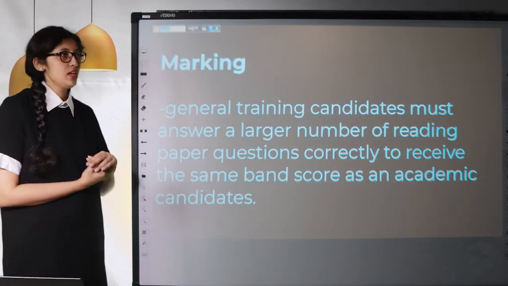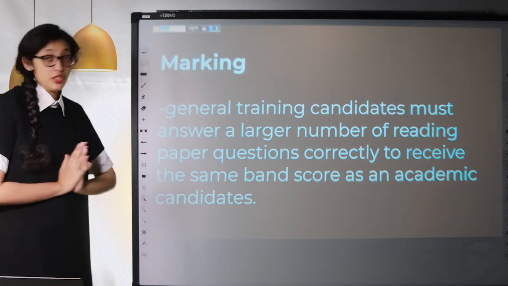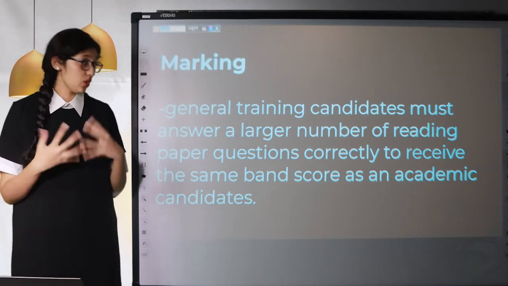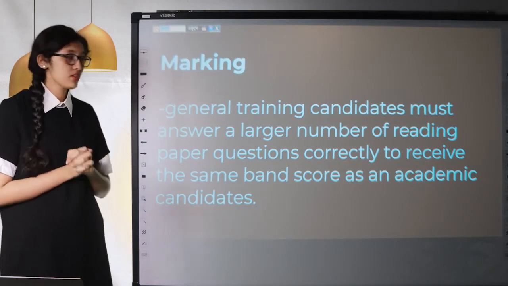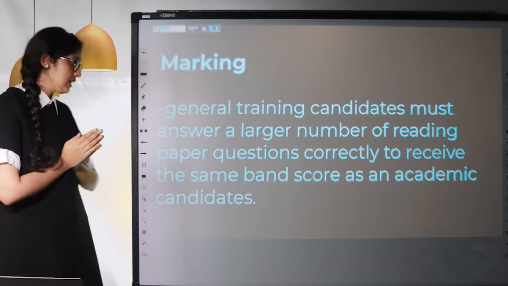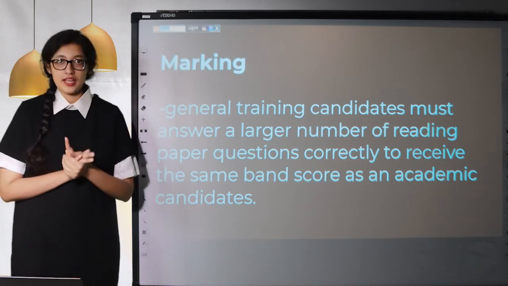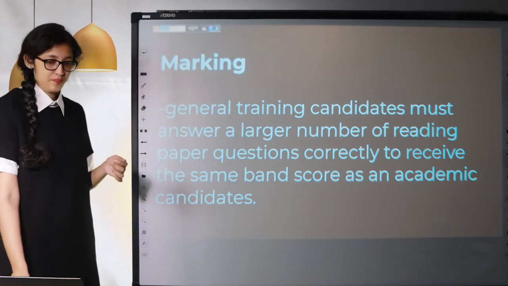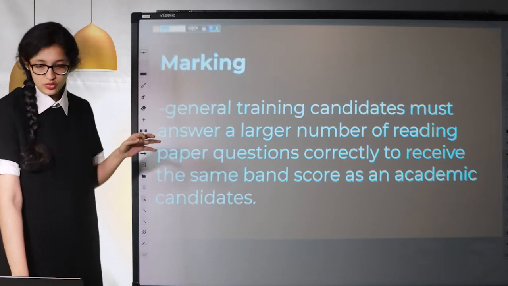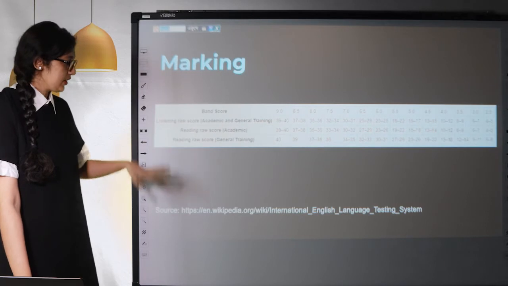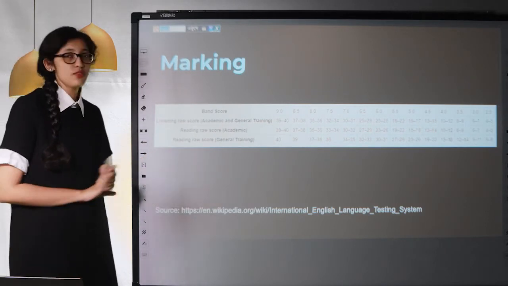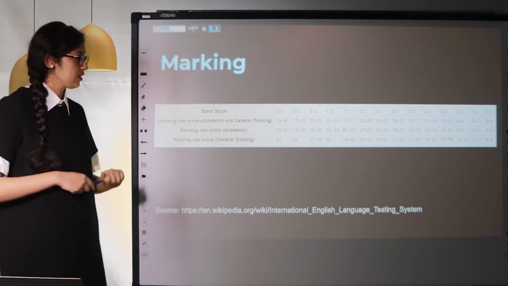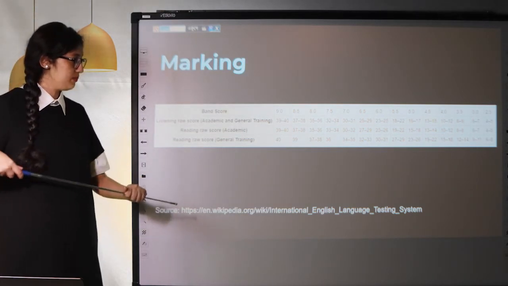Now, marking. This is another difference I want to highlight. For marking, general training candidates have to answer a larger number of reading paper questions correctly to receive the same band score as an academic candidate. So what this means is, I will show you a more detailed view here. This is a table that I got from Wikipedia, and it shows the breakdown of the marks along with the band score.